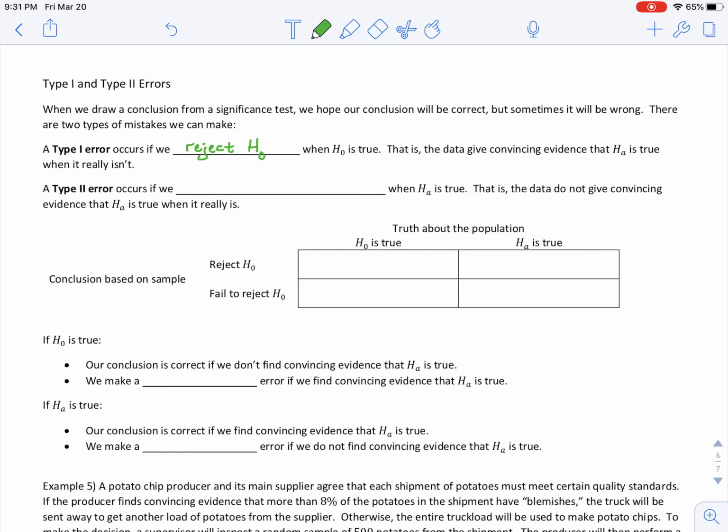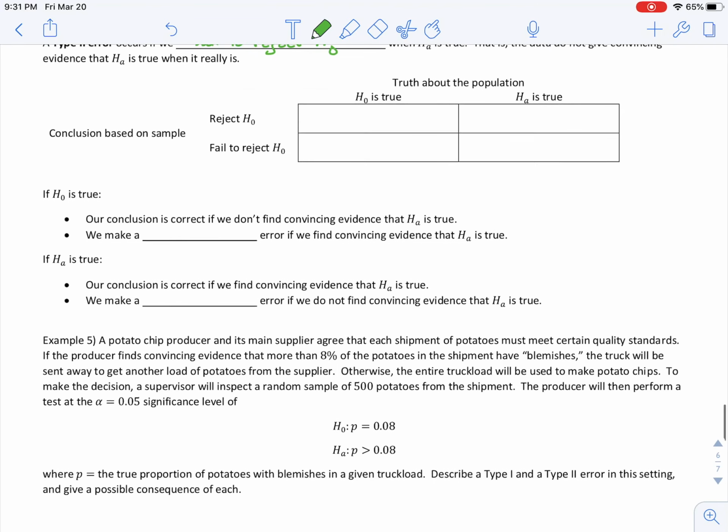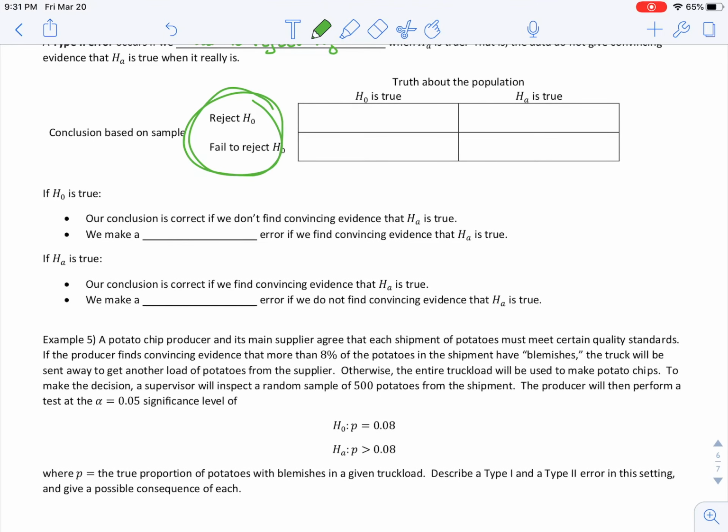That's type 1. A type 2 error occurs when we fail to reject the null hypothesis. So we're saying we didn't have convincing evidence that this person committed arson, but in reality, they committed arson. We just didn't have the evidence for it. So in statistical terms, the data does not give convincing evidence that H sub A is true when it really was true. So here's what could possibly happen. You make one of these two decisions every time, and no matter what, one of these hypotheses is going to be true. So if you've rejected the null when the null was true, that's what we just described as a type 1 error.